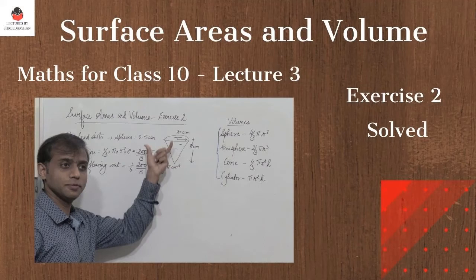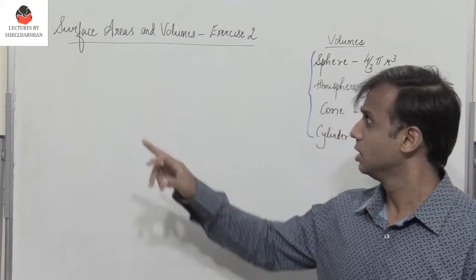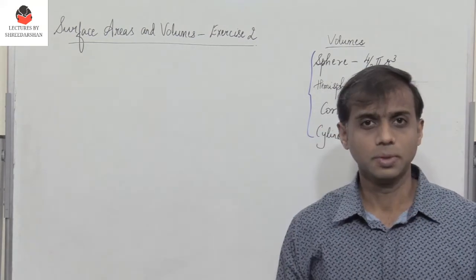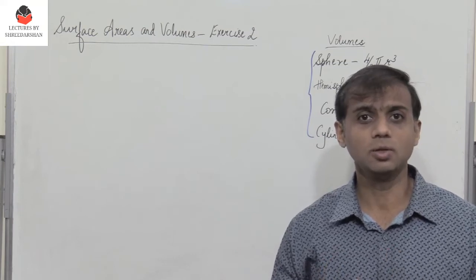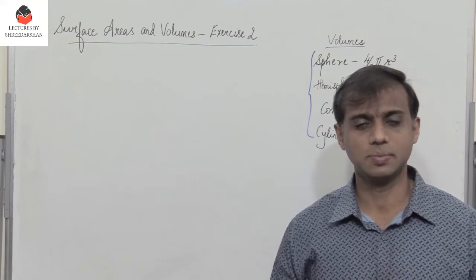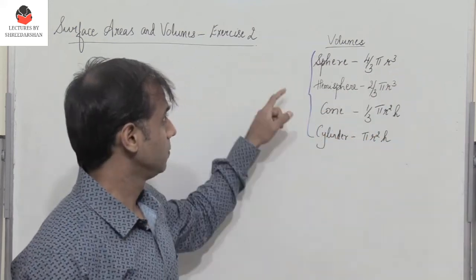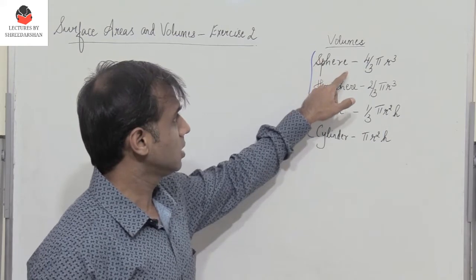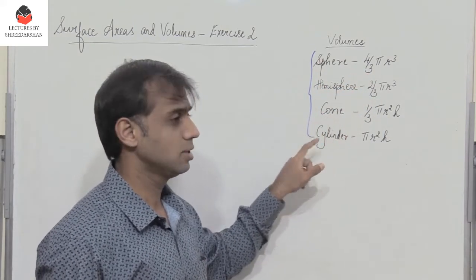Hello friends and students. So now we will solve the problems given in the second exercise of the chapter Surface Areas and Volumes. In this exercise we will solve problems wherein we calculate the volume of different shapes and sizes. I have already listed the formulas. The volume of a sphere is given by 4 by 3 pi r cube, hemisphere, cone and cylinder.